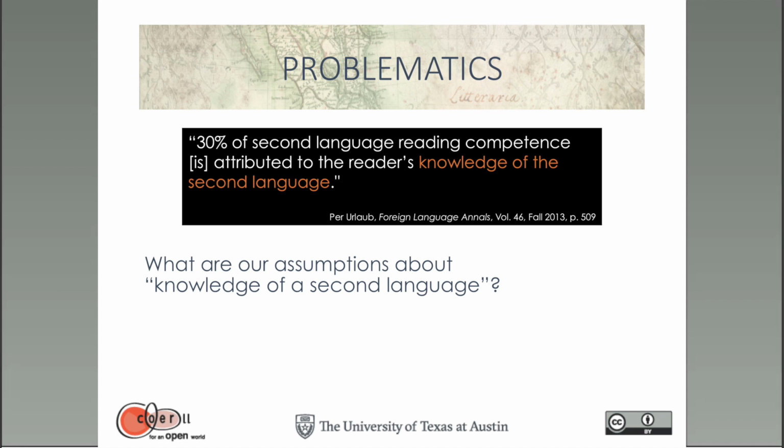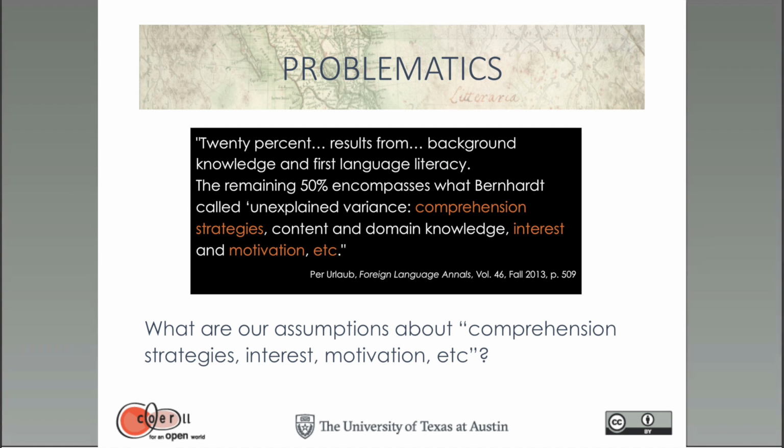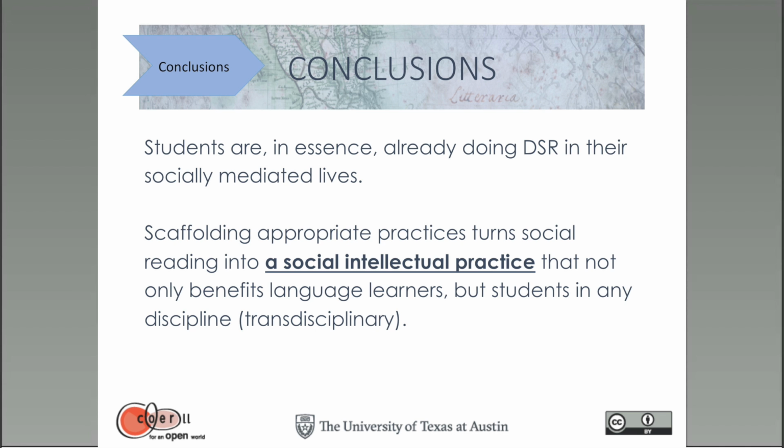It raises the question of what are our assumptions about knowledge of second language, and what are our assumptions about, quote, comprehension strategies, interest, motivation, etc. Right? So here are my conclusions. Digital social reading is something that students are, in essence, actually already doing in their socially mediated lives. So scaffolding appropriate practices turns social reading into a social intellectual practice. And it's one that not only benefits language learners, but helps students in any discipline.